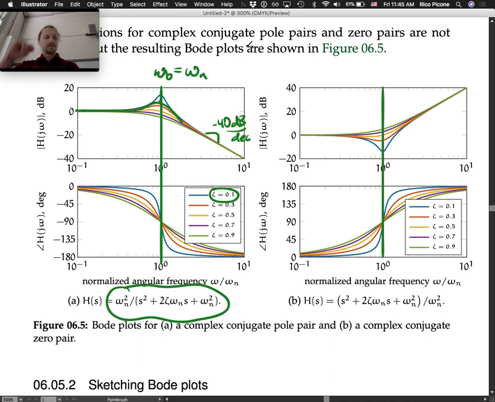So no worries. The negative 40 dB per decade above the natural frequency, above the break frequency, is what you see. So when you do the sketch, that's what you draw.